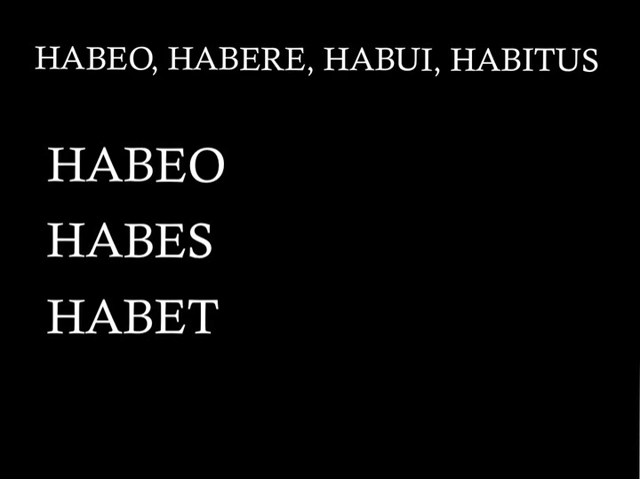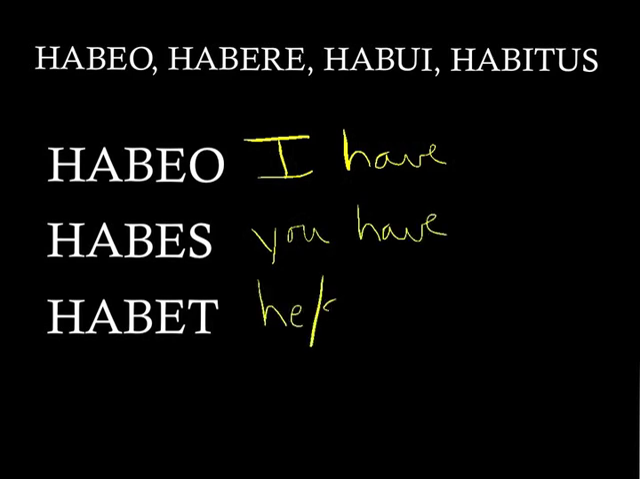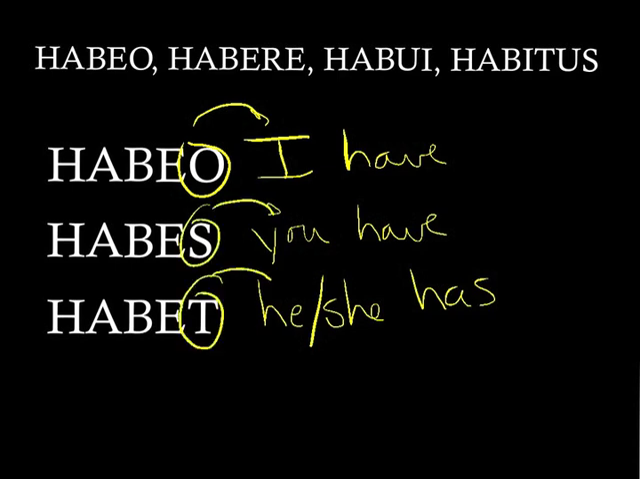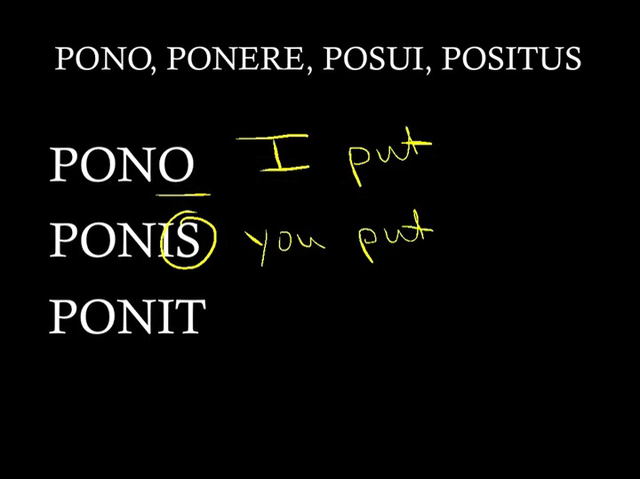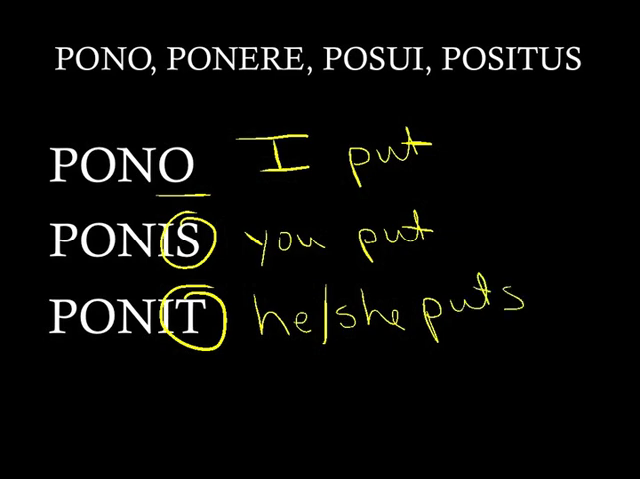Habeo, habere, to have. Habeo is I have. Habes is you have. And habet is he or she has. O, I; S, you; T, he or she. Pono, ponere means to put. So that means that pono means I put. Ponis means you put. And ponit means he or she puts.